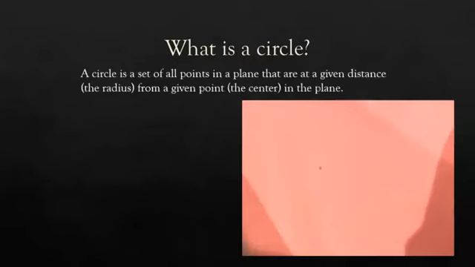A circle is a set of all points in a plane that are at a given distance, that'd be the radius, from a given point, the center, in the plane.